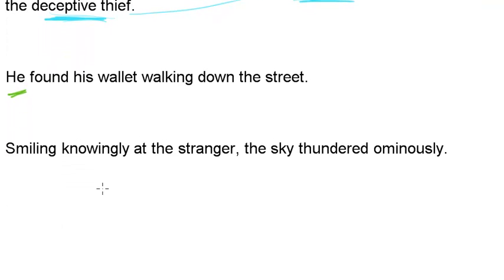One more example. Smiling knowingly at the stranger, the sky thundered ominously. This is an example where you don't even have a noun here to be modified by this introductory participial phrase, right? Smiling knowingly at the stranger. Someone is doing this, right? Someone is smiling knowingly at the stranger. We're going to have to add some information in here to make it clear that there's a person here who's smiling knowingly at the stranger. Right now, there's nothing that this is modifying, so we need some kind of noun. But in any event, you see the point in all of these.